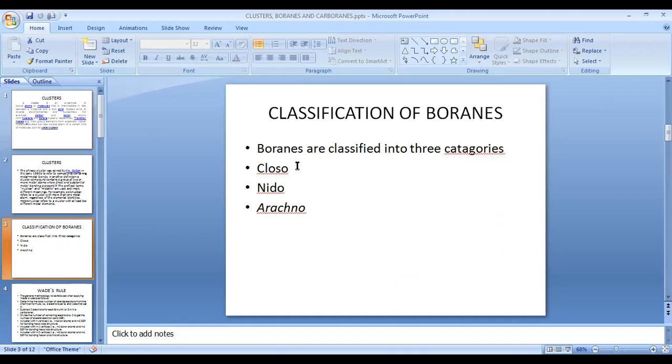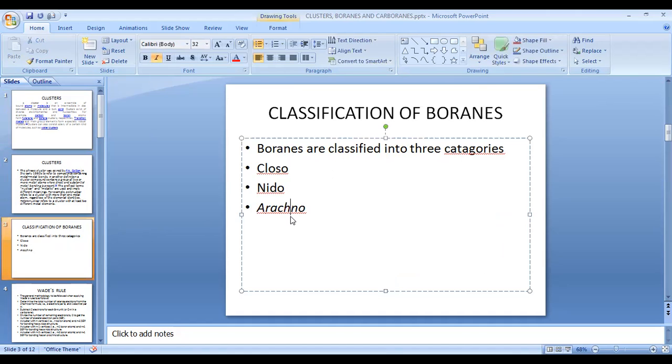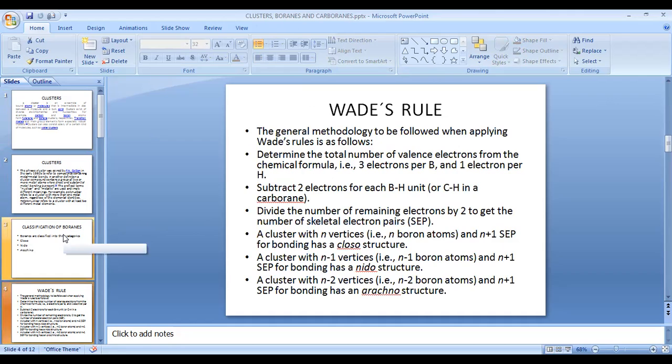boranes. So next, boranes are also one part of clusters, and these boranes generally consist of boron and hydrogen, by the combination of boron nucleus and hydrogen nucleus. On the basis of their structure and formula, these are of three types: closo, nido, and arachno.